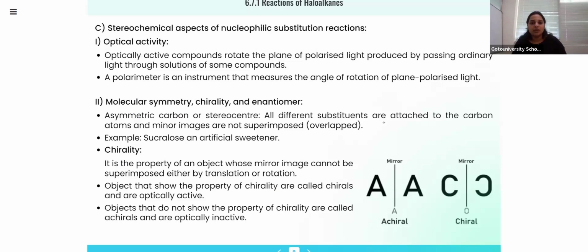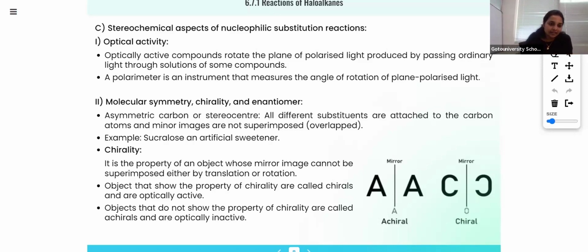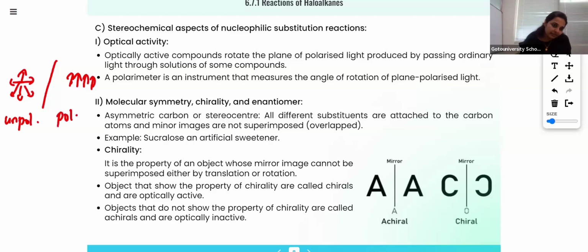Okay. Next one, reactions of haloalkane. First one is optical activity. Optically active compounds rotate the plane of plane polarized light. This one I already discussed in the chapter coordination compounds. What is polarized light and unpolarized light? Unpolarized light means the light particles are vibrating in all directions. When this unpolarized light is passing through a polarizer, the light particles will start to vibrate in one direction. So that is called polarized light. So this is unpolarized light and this is polarized light.